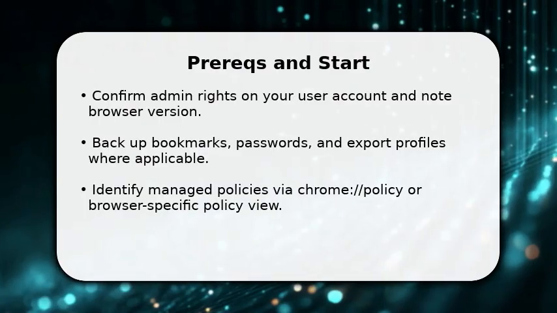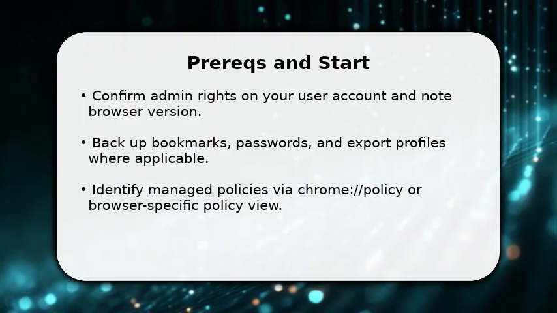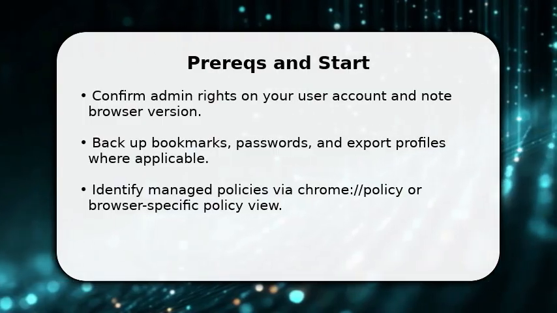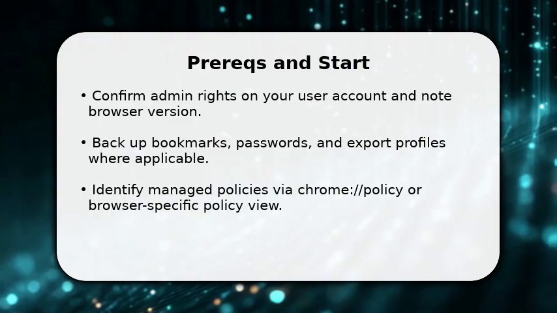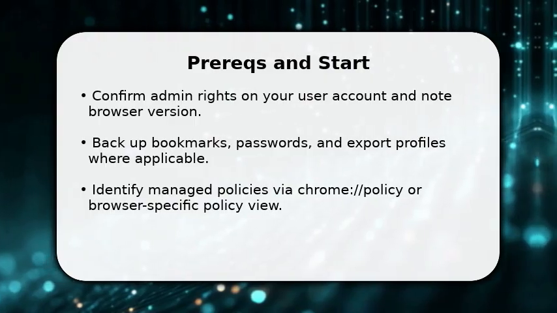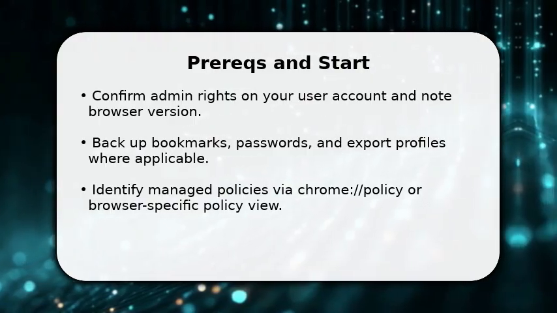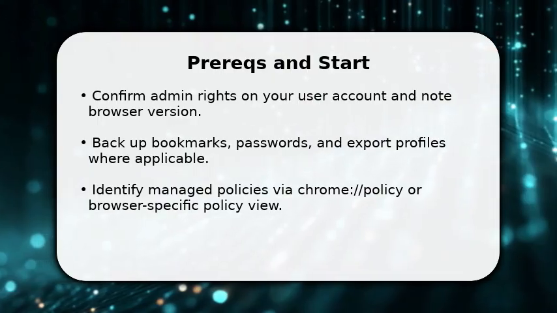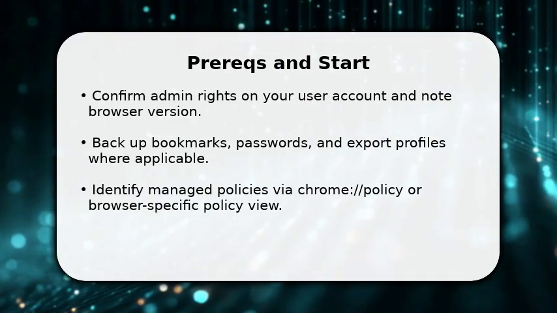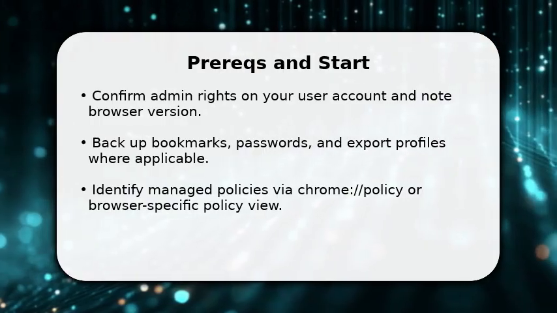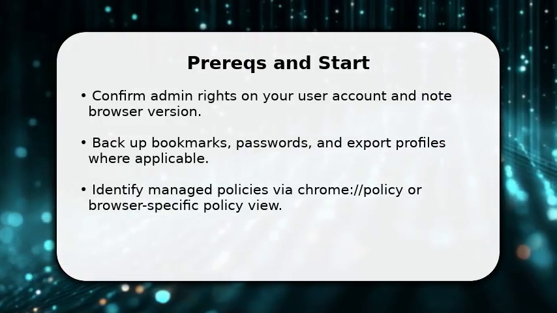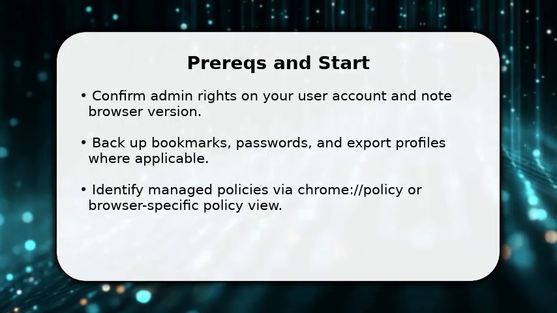You begin with Essentials. Make sure you have administrator access on the device and export bookmarks and saved passwords so nothing is lost. Once that's confirmed, open the browser's policy page. For Chrome, type Chrome://policy and note active entries. You do this to see which settings are enforced remotely versus locally.